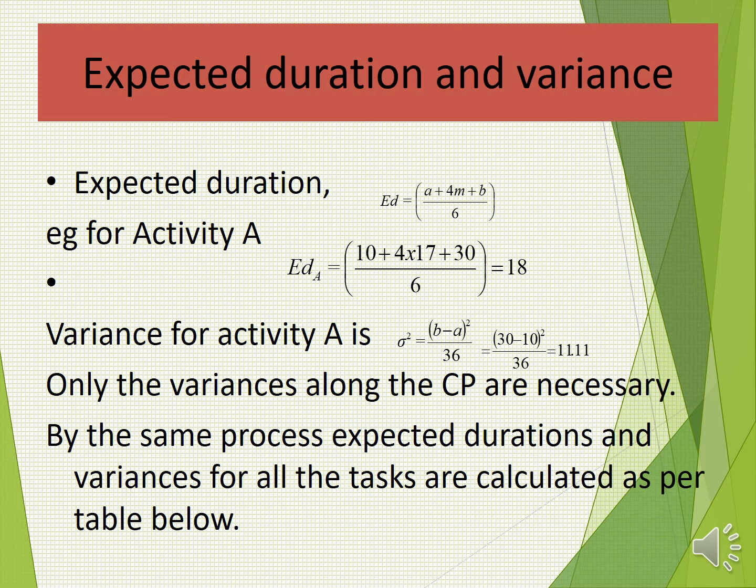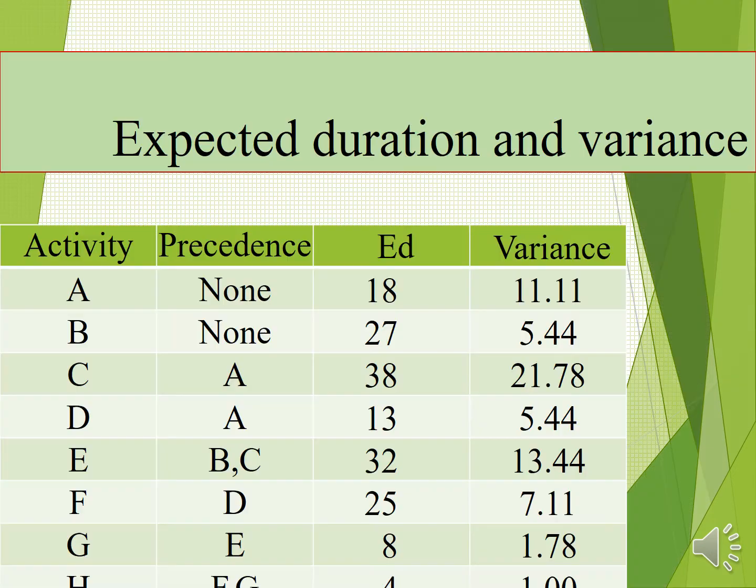By the same process, the expected durations and variances for all the tasks are calculated per this following table. I will do all the calculations. You just try them. You find that you have this expected duration and variance, but we have not known yet the critical path. We shall know the critical path when we draw the network. As of now, we have got expected durations, which we shall fill in the duration box.